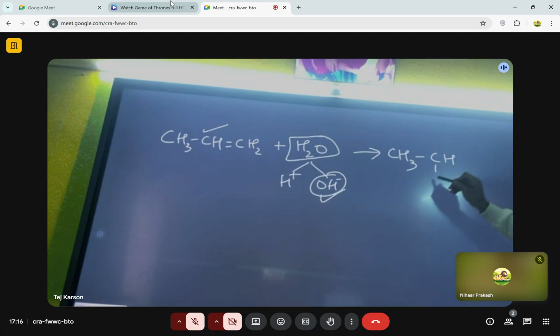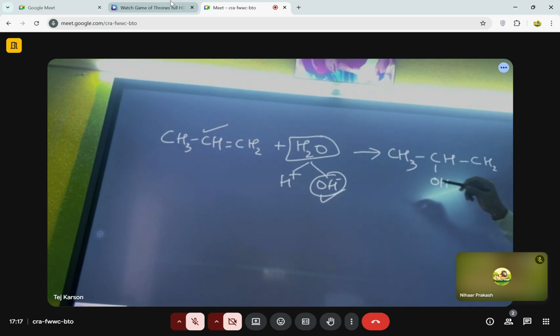To this CH, I attach OH either on top or at the bottom. That's your choice. Now, after attaching, think from carbon's perspective. Wherever carbon goes, how many bonds should follow? 4 bonds. Out of 4, 1, 2, 3 are done. How many more are required? 1 more. You'll put that 1, and CH2 was there.